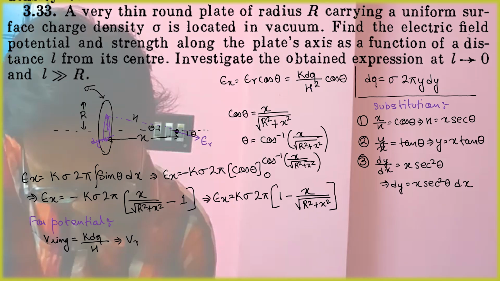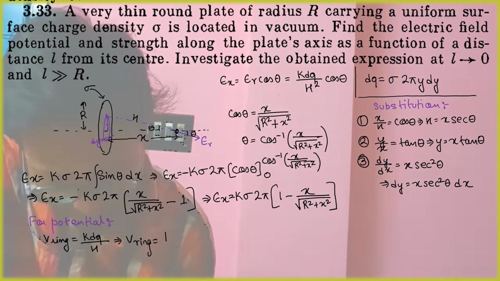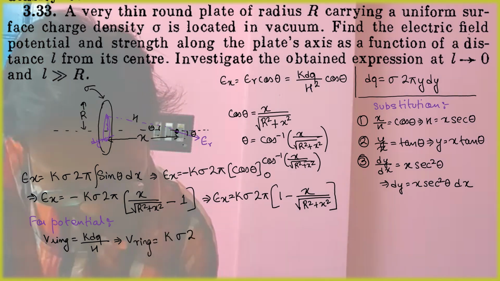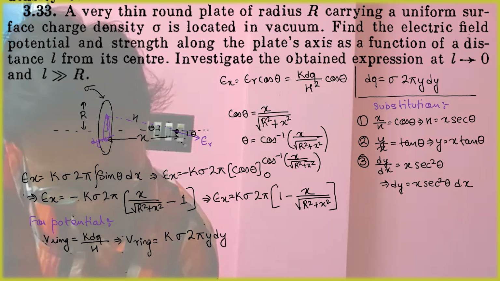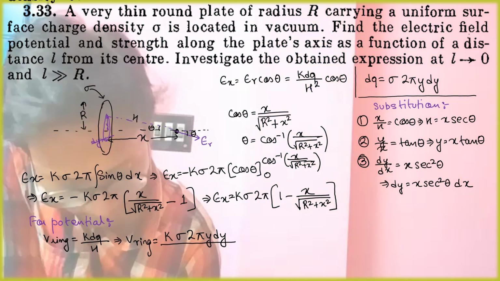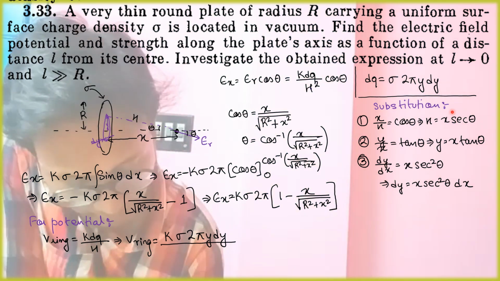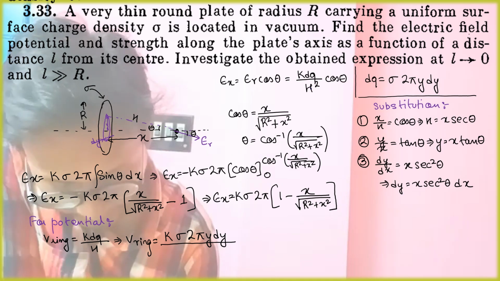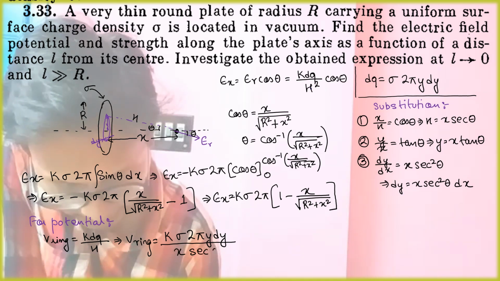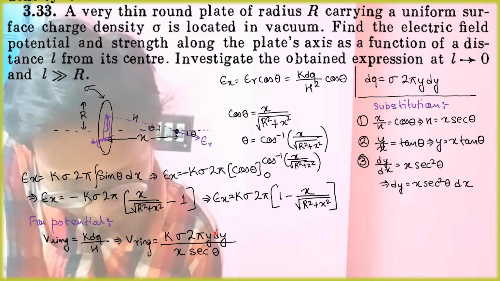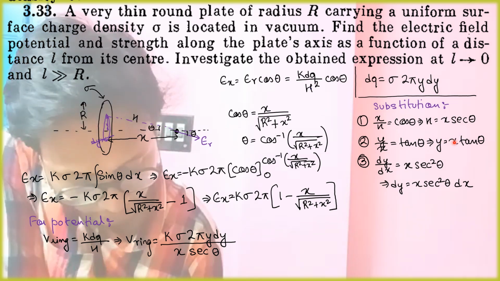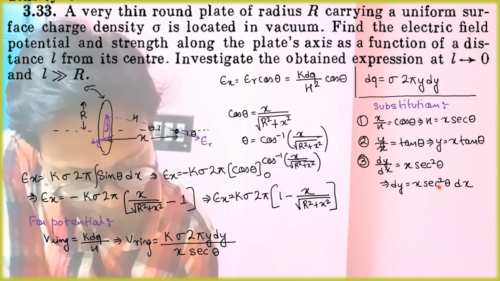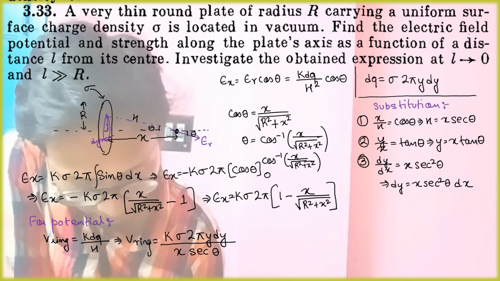For V ring, potential due to ring is nothing but K. What is the value of dq? Sigma 2 pi y dy is the value of dq divided by hypotenuse. What is the value of hypotenuse? Hypotenuse is nothing but x sec theta. Acha, we'll convert this y dy into x tan theta and x sec square theta d theta, not dx out here. It should be d theta out here.